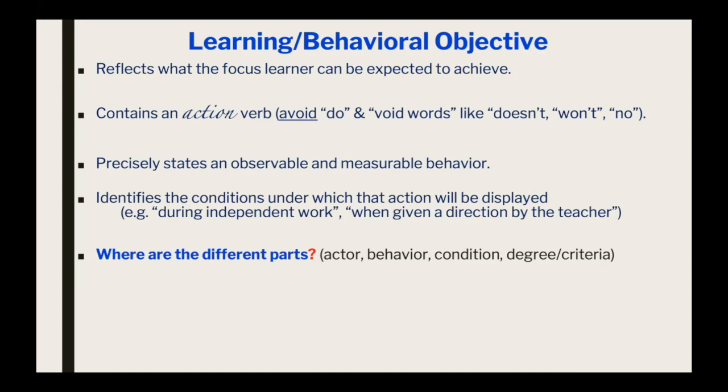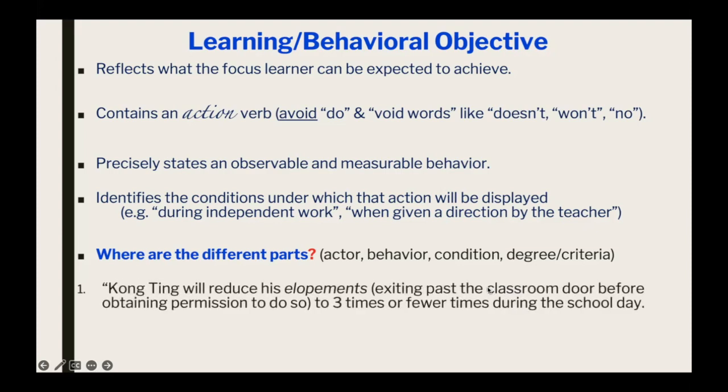All right, talking about those behavioral objectives and how we want to include four parts to it: the actor, the behavior, the condition, and where we think we can have the student performing in the short term. Let's just do a little mental exercise. No need to enter anything into the chat, but just thinking to yourself here. Kong Ting will reduce his elopements, and that's been defined as exiting past the classroom door before obtaining permission to do so, to 3 times or fewer during the school day.